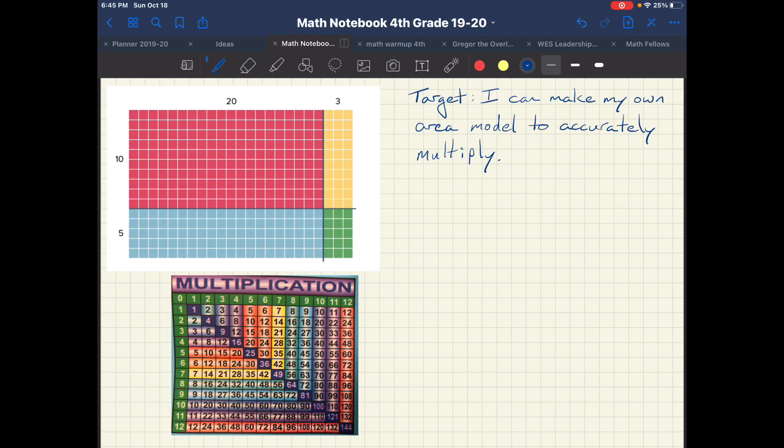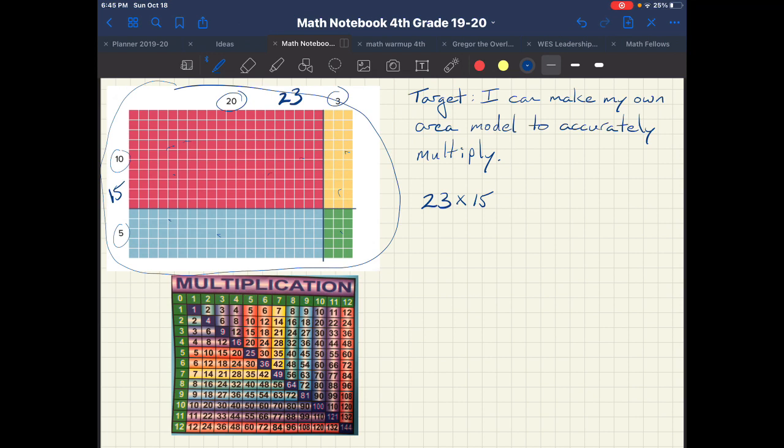So all multiplication can be described as a rectangle, the area of a rectangle. So in this one, we've got 20 and 3, which means we are multiplying 23 by, we've got 10 and 5. So we are doing 23 times 15. And the answer to 23 times 15 is in here, all these little squares all over. If we counted all those up, that would be the product, or the answer to 23 times 15, because I have 15 rows of 23.